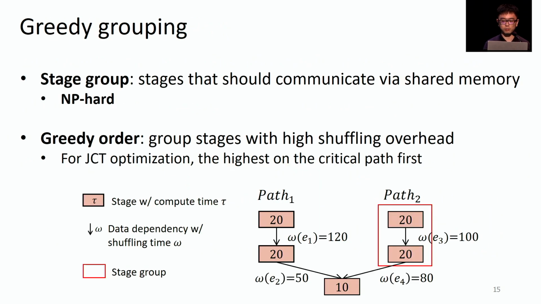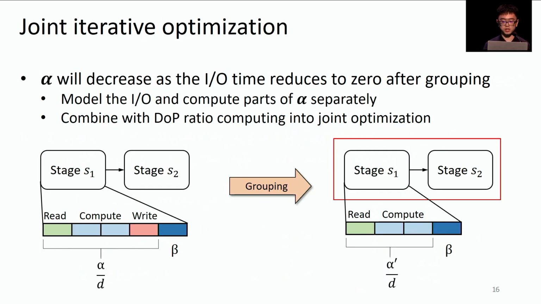For the joint optimization problem, we use stage groups to decouple function placement from parallelism configuration. Stages within a group should be placed on the same server to eliminate data shuffling overhead. Since the grouping problem is NP-hard, we apply a greedy order that groups stages with high shuffling overhead first. However, for stages being grouped, their parallelized time parameters, alpha, will decrease since the I/O times reduce to 0, and therefore change the optimal parallelism configuration. As a result, we model the I/O and compute parts of alpha separately, and combine greedy grouping with DOP ratio computing into a joint iterative optimization method.